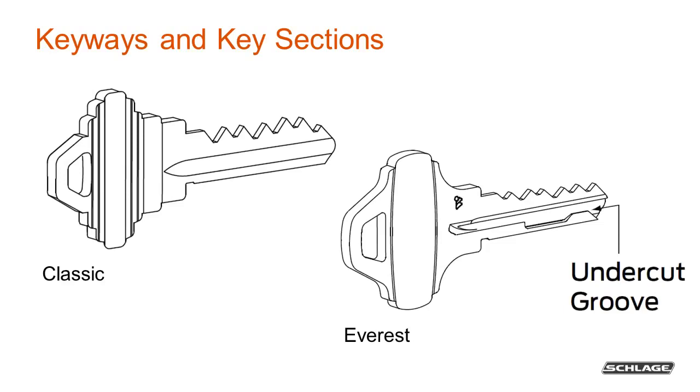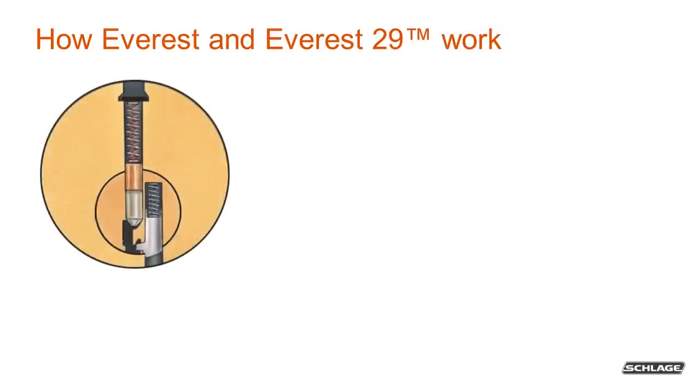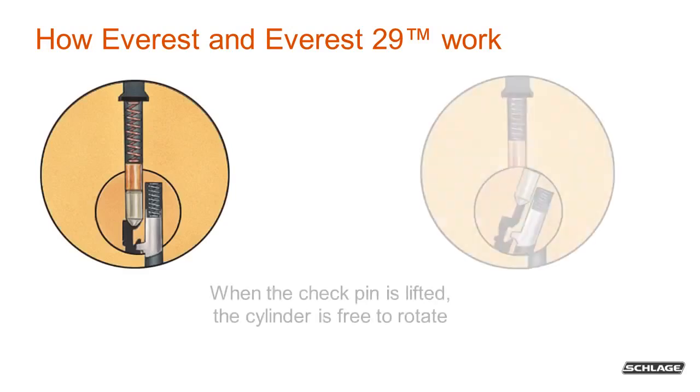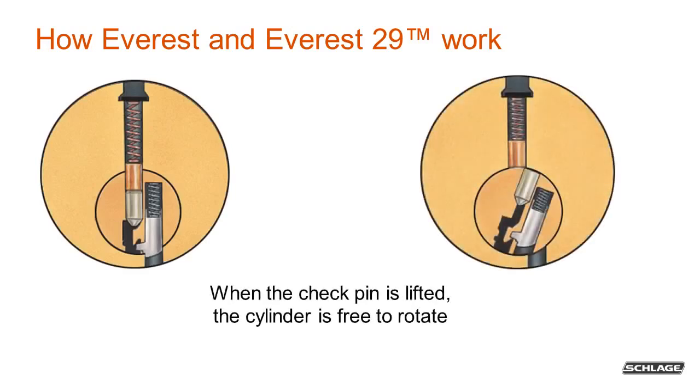Everest and Everest 29 systems of cylinders and keys utilize a patented undercut groove on one side of the key section and a check pin in the cylinder to ensure that the undercut groove and associated lip exist on the blank. Everest 29 keys work by lifting the check pin with the undercut groove when the key is inserted into the cylinder. This allows the key to turn and the lock to open. This patented interaction ensures the integrity of the system at every opening.